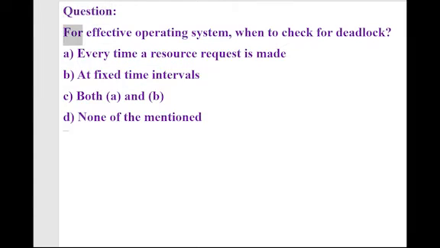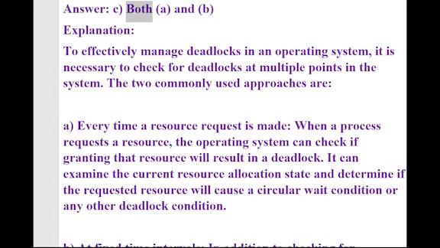Question. For effective operating system, when to check for deadlock? A. Every time a resource request is made. B. At fixed time intervals. C. Both A and B. D. None of the mentioned. Your time starts now. 5, 4, 3, 2, 1. Answer: C. Both A and B.